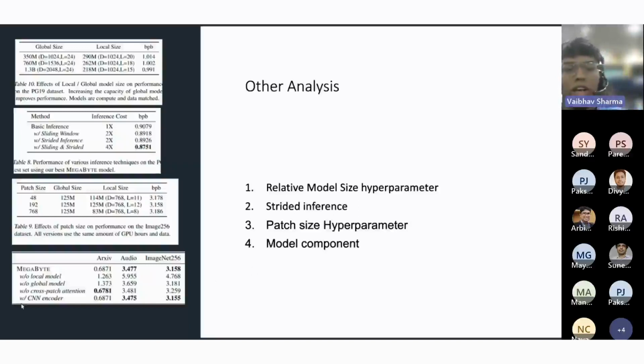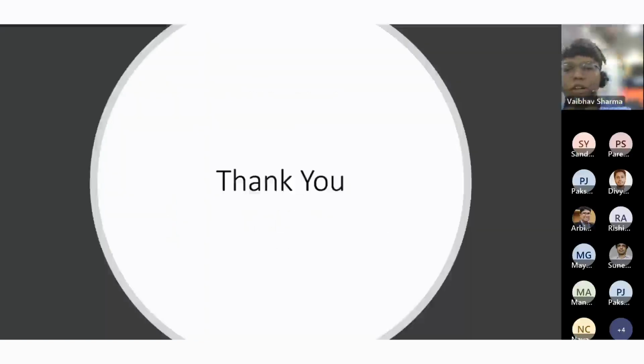And they also use a CNN encoder for the image modality task, which gives better results as compared to the normal vanilla MegaByte architecture of their own. So these variations that I talked about earlier work better in some cases such as ImageNet and all. So these were all the different analyses that they did. This was all that I wanted to talk about regarding this MegaByte research paper.